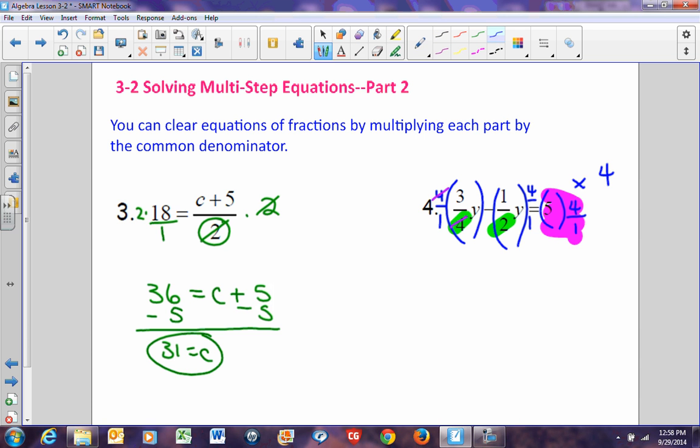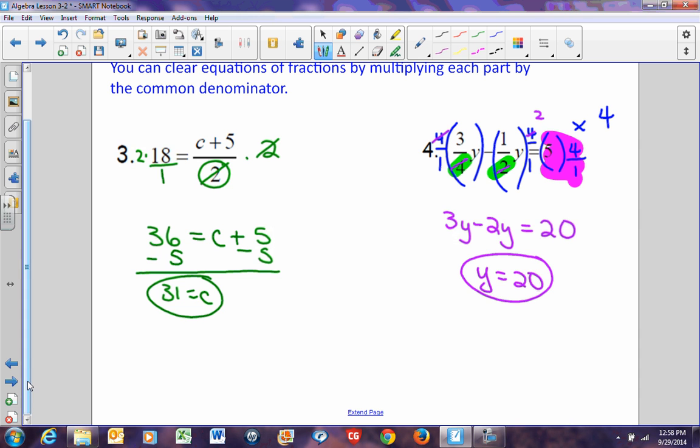These 4's cancel out. 3 times y is 3y. 2 goes into 4 twice. 2 times -1 is -2y. And 5 times 4 is 20. So here's my simplified equation with no fractions in it. 3y minus 2y is just y equals 20. And I am simply done at that point. It is not a complicated thing to do to solve these equations.